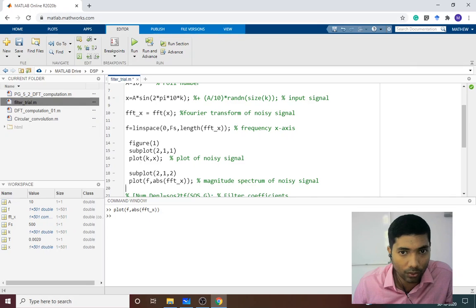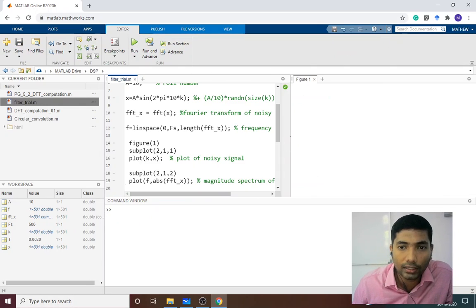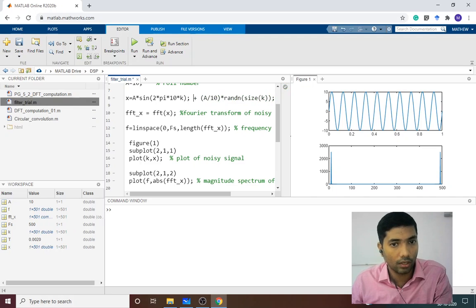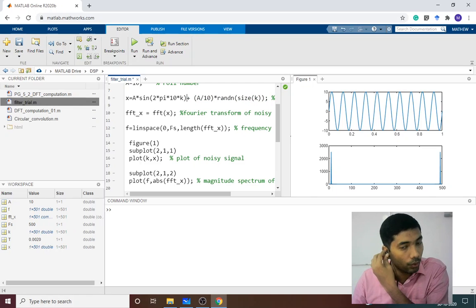Remember, we have removed the noise for the moment. If I run this, you can see that both the figures will come one after the other. The top one is the original signal without noise, and this is the Fourier transform or the magnitude spectrum. And now let me introduce the noise part as well, so that you will see the difference.